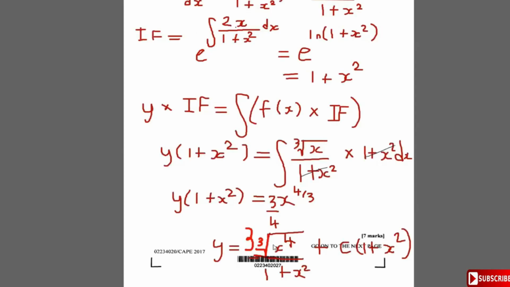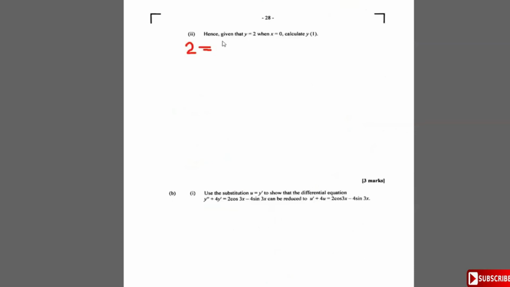Hence, given that y equals 2 when x is 0, calculate y of 1. So to calculate y of 1, you have to find the constant first. So when x is 0, y equals 2, so 2 is equal to, looking back at it, x is 0, this becomes 0 in the numerator. This is now 1 in the denominator. This becomes 0. And so 2 is equal to 0 plus c times 1. And so c equals 2.